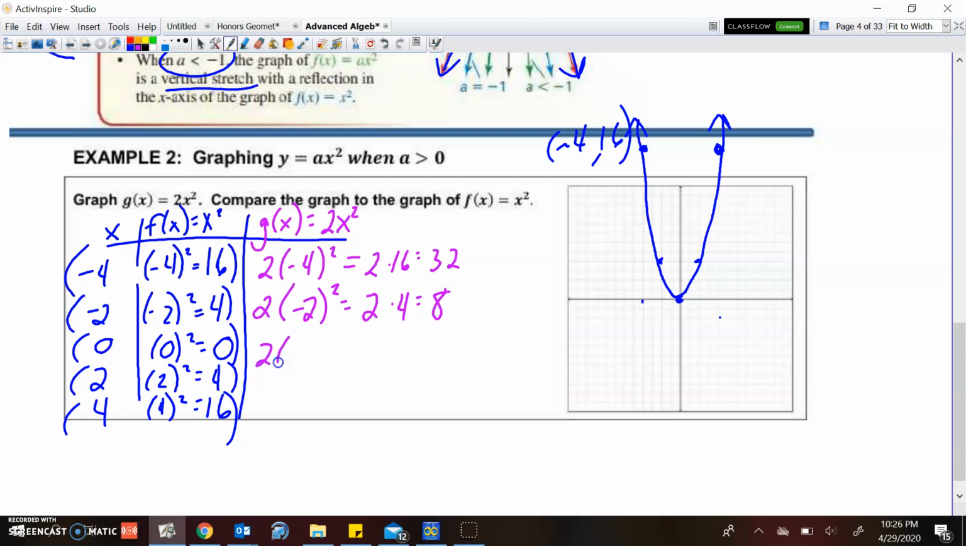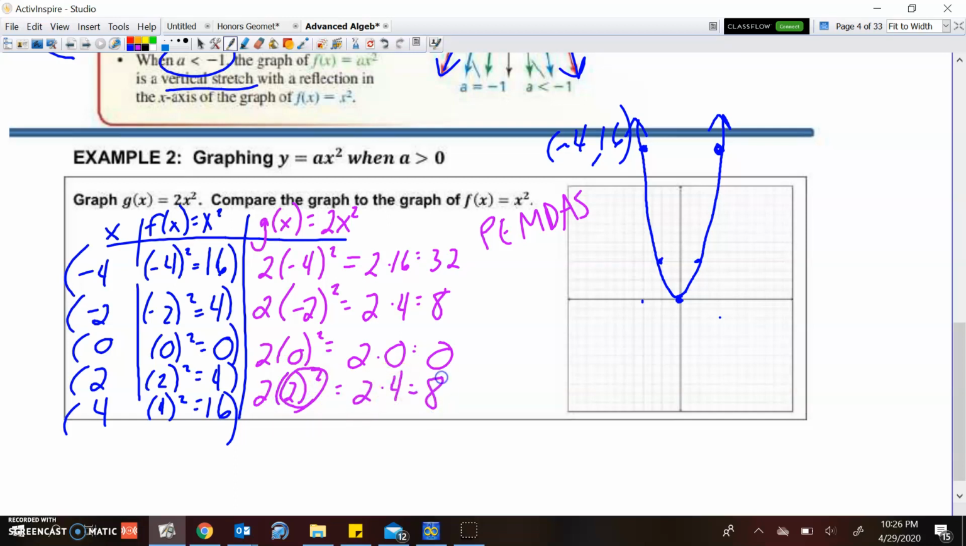All right, and then 2 times 0 squared. 0 squared first. Remember, we're following PEMDAS here, so you have to do your exponents first. That's 0, and 2 times 0 obviously is 0. Then 2 times 2 squared, so I do this part first. It's 2 times 4, which is 8. And lastly, 2 times 4 squared, which is 2 times 16, because 4 squared is 16, and I get 32. I should see this matching for these first graphs in this lesson. That should always be the case.